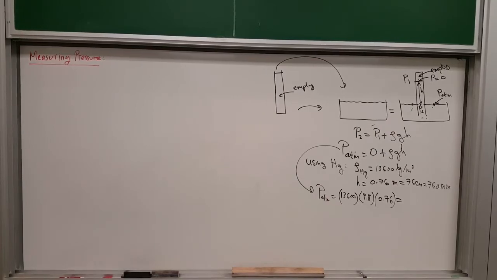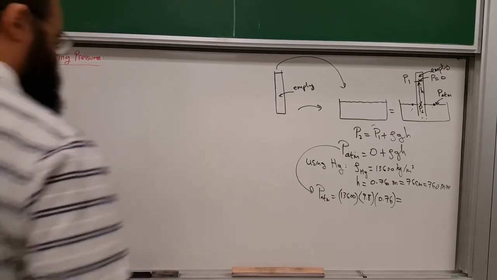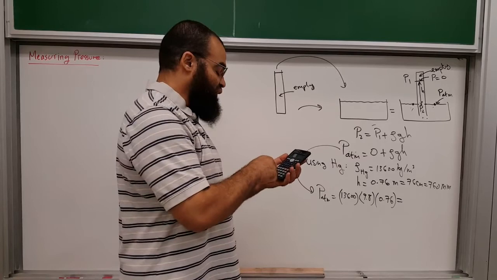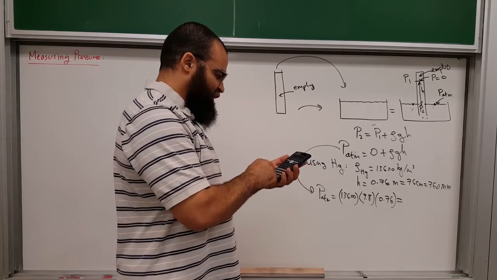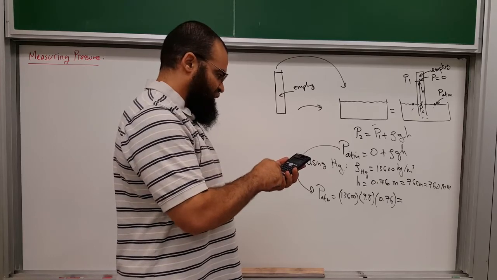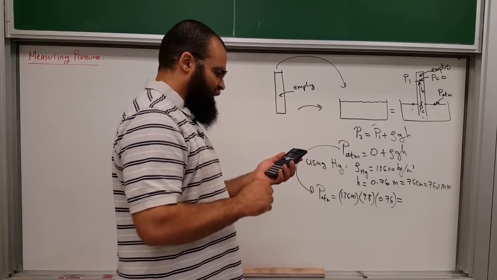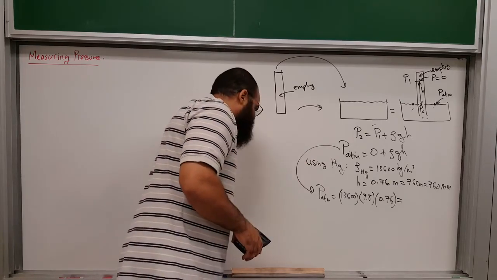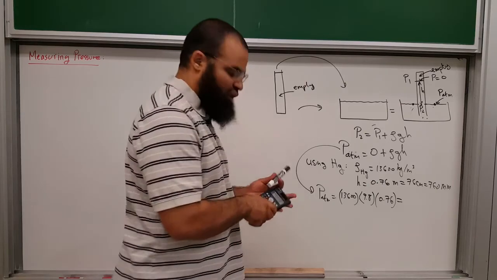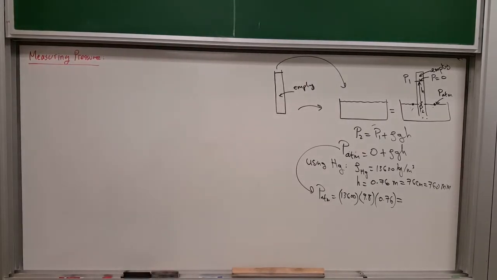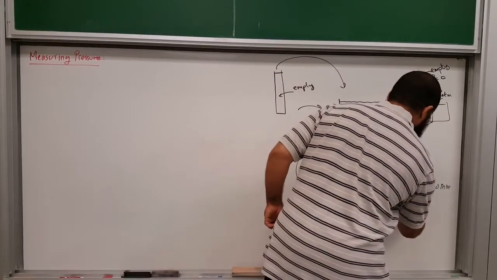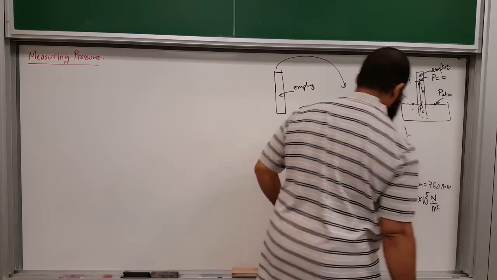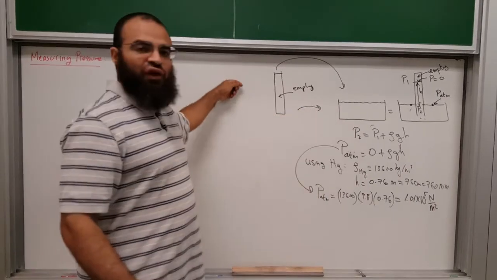And let me get my calculator. So I hope you can predict what the answer should be. It should be about 10 to the 5th, right? So 13,600 times 9.8 times 0.76, and that gives 101,000. 1.01 times 10 to the 5th Newtons per square meter.